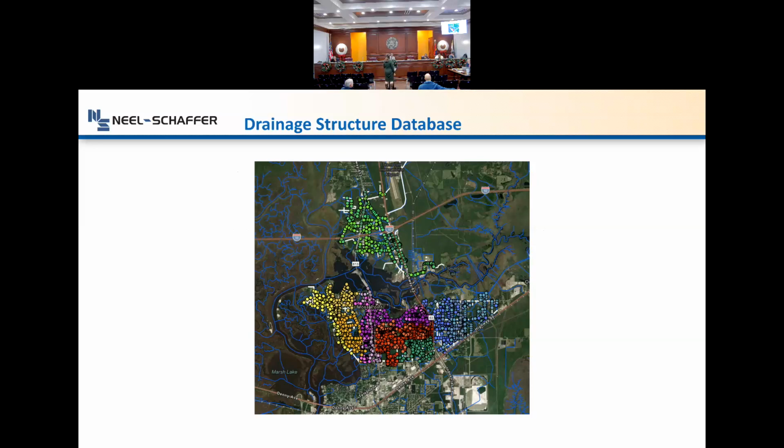And then they also talked to residents, because sometimes residents would see them and they're like, what are you guys doing? Which is really helpful. So this colorful map is a visual representation of the basis of our stormwater model.